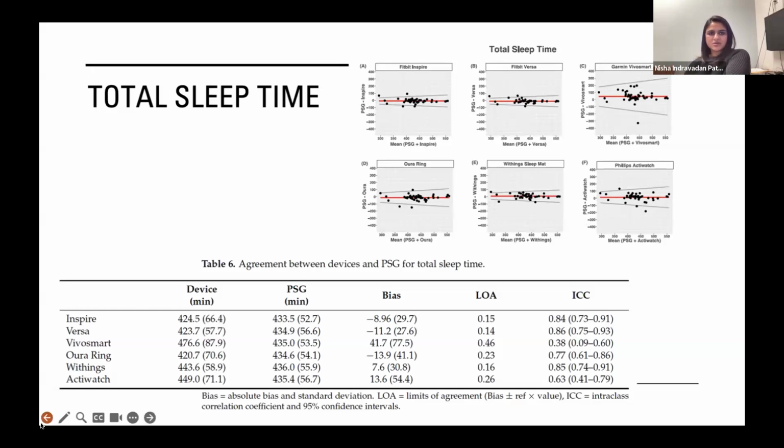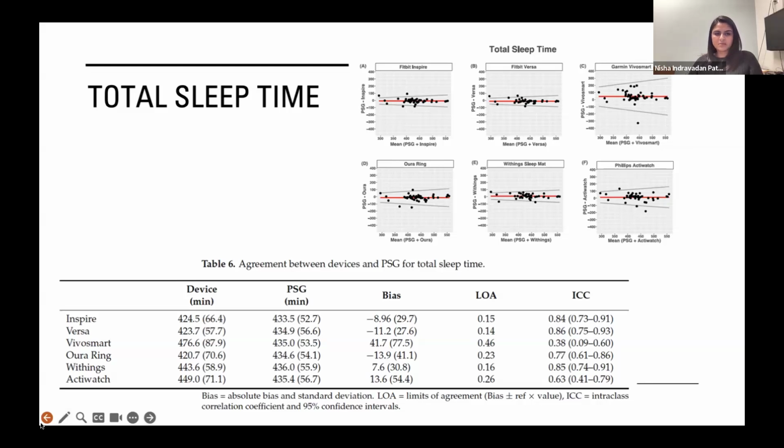So going into the data, I don't want to spend too much time looking at the numbers, but rather look at it as a whole. But real quickly, as this was one of the parameters that they used, total sleep time: you can see that certain devices, I think it was the Vivio Smart, Withings, and Actigraph, overestimated time compared to the PSG.